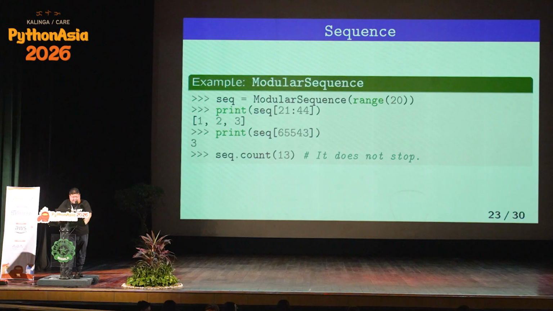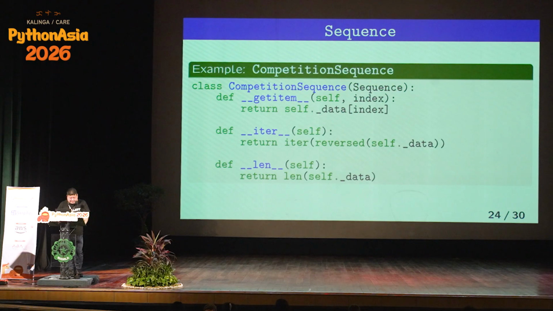Here's the fun bug. If you call sequence.count(30), it never stops. Because sequence provides count for free, but count checks every index from 0, 1, 2, and so on. And our sequence has no end. Every index wraps around and gives a valid result. So it wraps forever. This is a great example of an unexpected side effect.